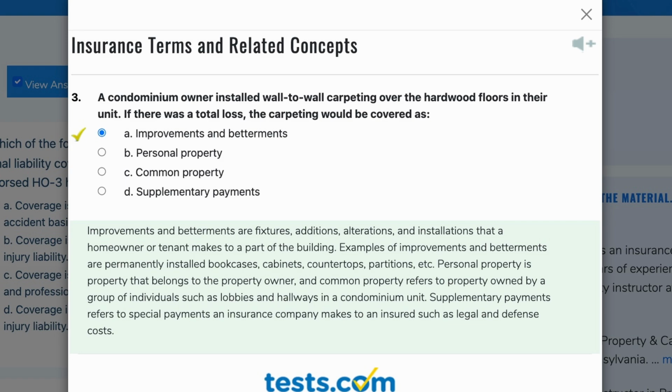Personal property is property that belongs to the property owner, and common property refers to property owned by a group of individuals, such as lobbies and hallways in a condominium unit. Supplementary payments refers to special payments an insurance company makes to an insured, such as legal and defense costs.